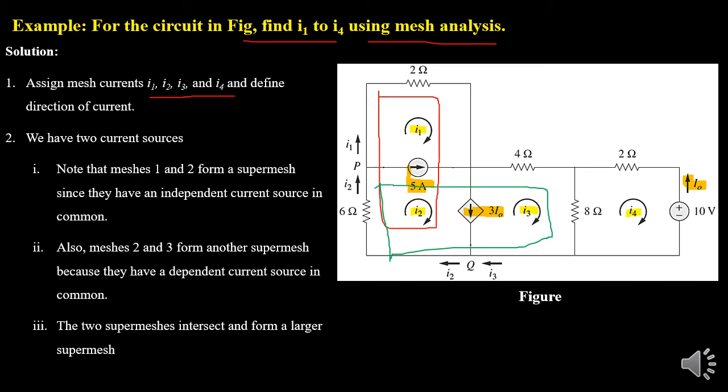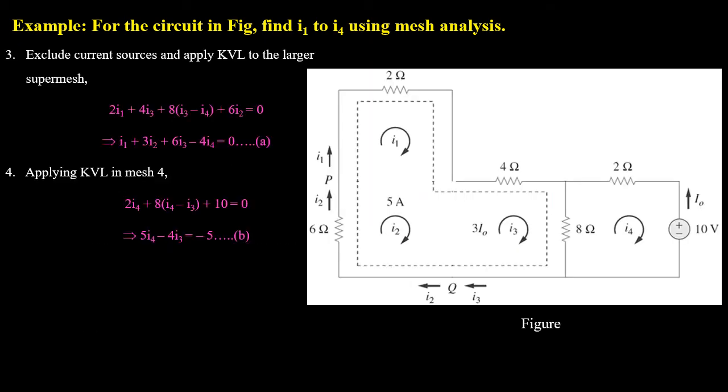Like mesh 1 and mesh 2 have an independent current source of 5 ampere, where mesh 2 and mesh 3 have a dependent current source of 3I0 ampere. As these super meshes are intersecting, they will form a single super mesh. Now as a part of step 3 in mesh analysis, we have removed the current sources, both dependent and independent, and by combining super mesh 1 and super mesh 2, we have formed a single larger mesh.